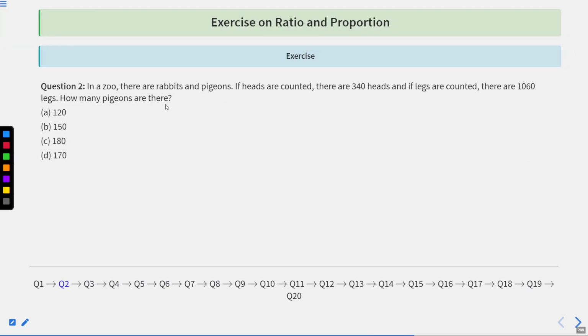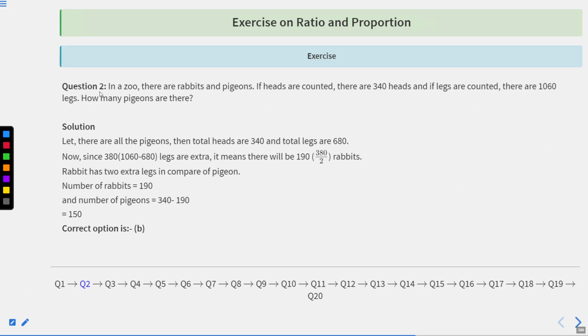In a zoo, there are rabbits and pigeons. If heads are counted, there are 340 heads, and if legs are counted, there are 1060 legs. How many pigeons are there?